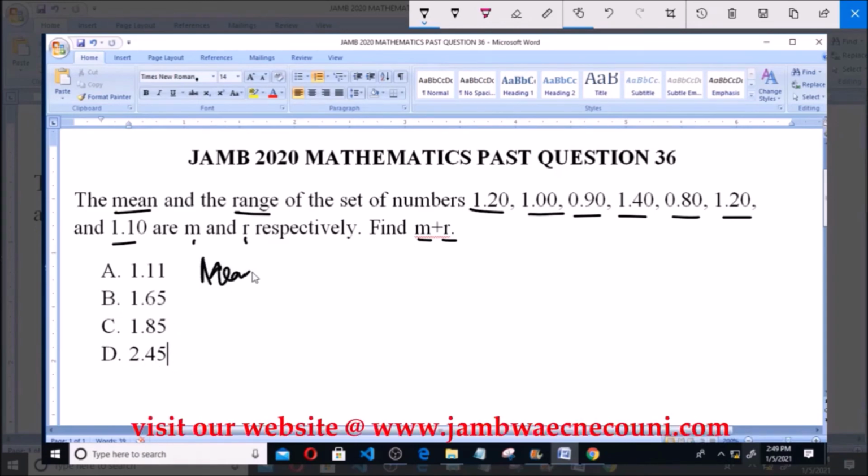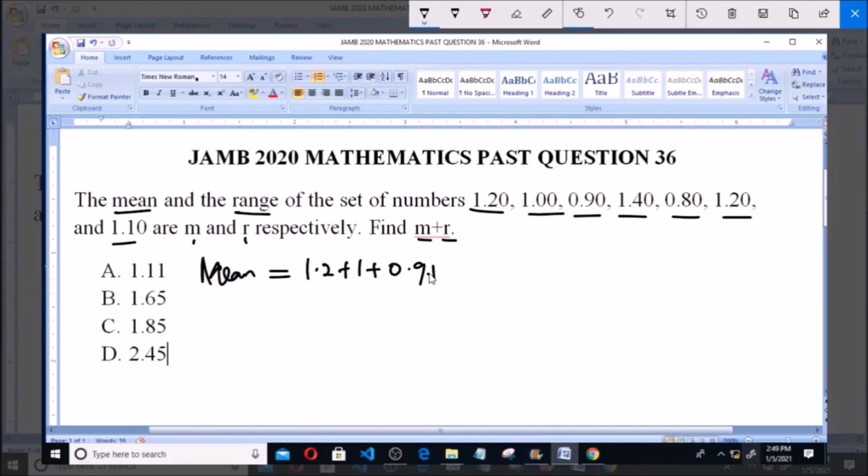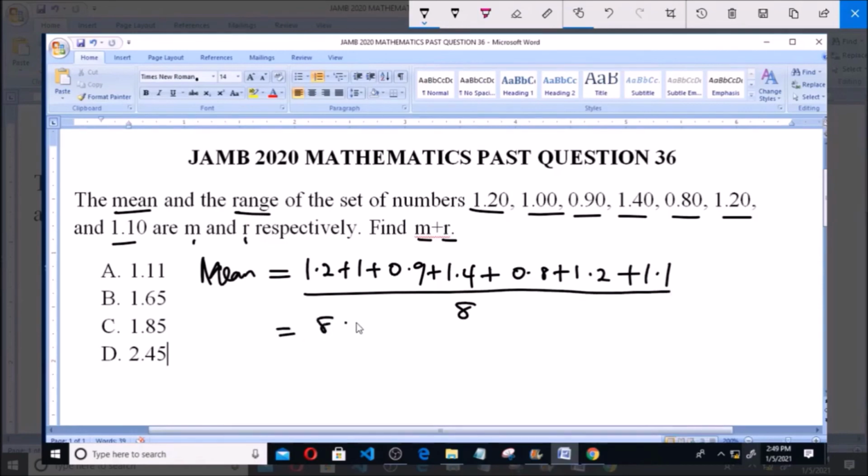Now, mean simply represents average and is given as the sum of the numbers 1.2 plus 1 plus 0.9 plus 1.4 plus 0.8 plus 1.2 plus 1.1 all over the total number of data given, which is 8. And this is equal to 8.4 all over 8, which is equal to 1.05. So the mean is 1.05.